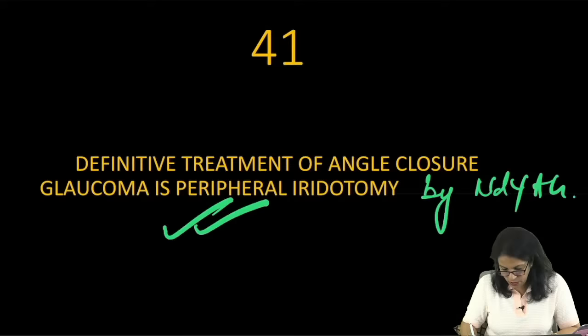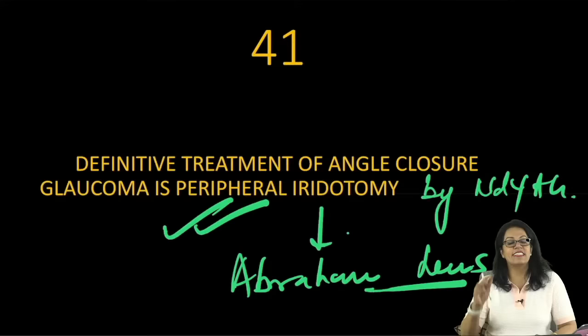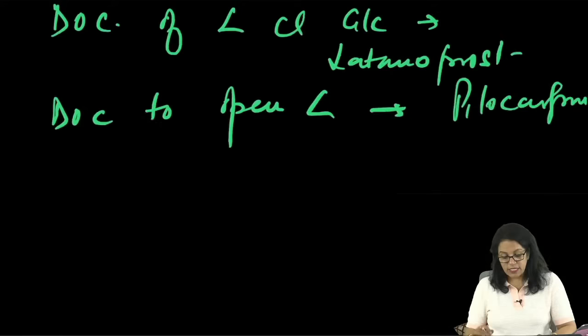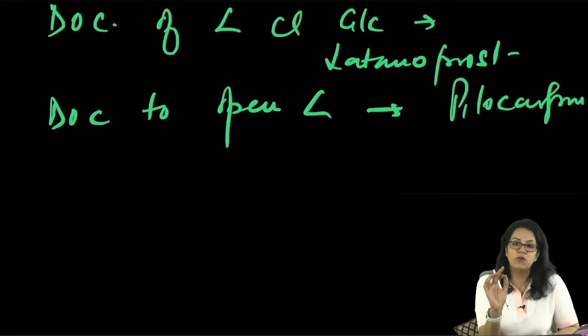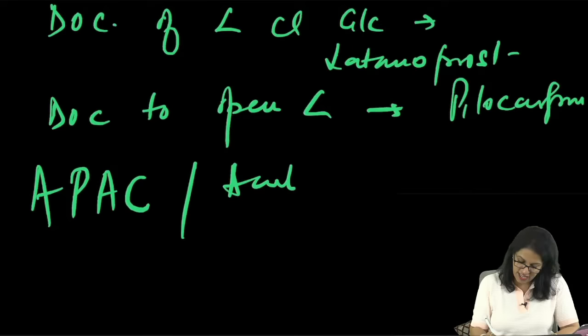Iridotomy karte ho, to konsa lens use karte ho? That is Abraham lens. Abraham lens is used to focus the laser on the iris, which is how much diopter? Plus 66 diopters. Then, if they ask you what is the treatment of choice of acute congestive glaucoma, or now the new name, acute primary angle closure, APAC. Acute primary angle closure is nothing but acute congestive glaucoma.